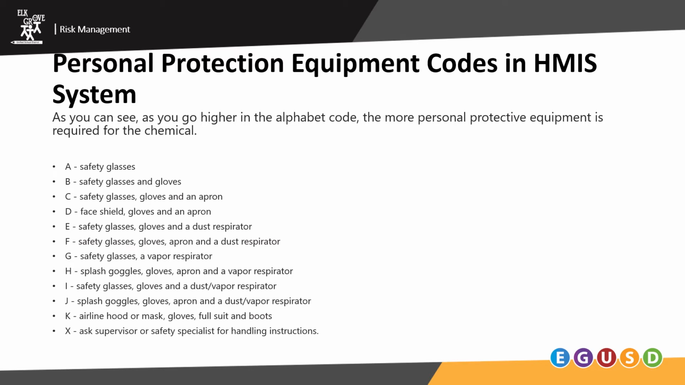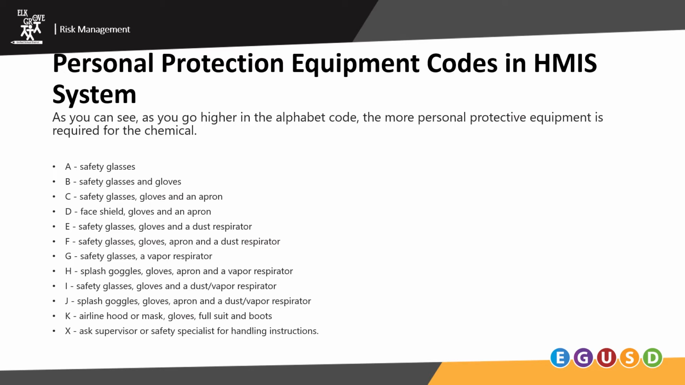Personal protection equipment codes in the HMIS system. As you can see, as you go higher in the alphabet code, the more personal protective equipment is required for the chemical. A, safety glasses. B, safety glasses and gloves. C, safety glasses, gloves, and an apron. D, face shield, gloves, and an apron. E, safety glasses, gloves, and a dust respirator.